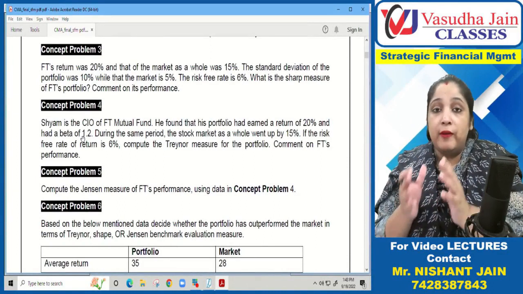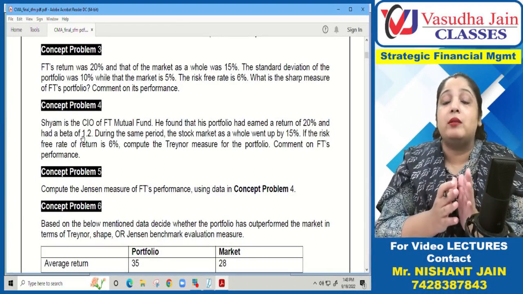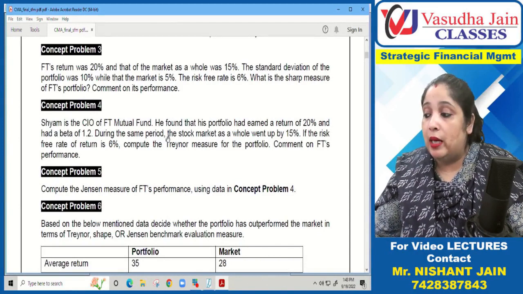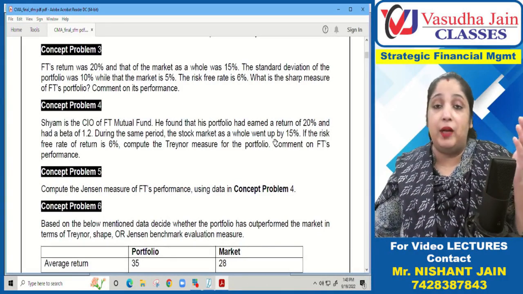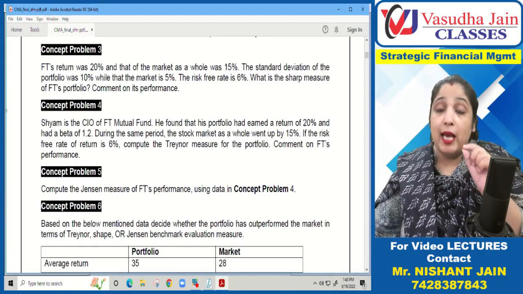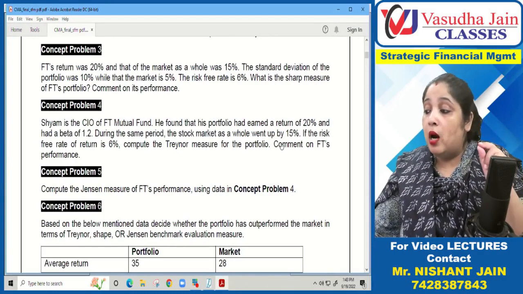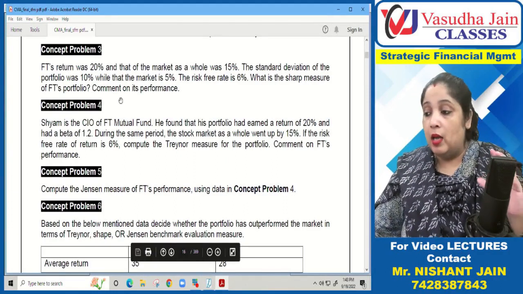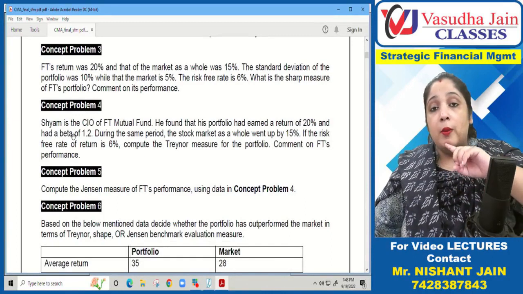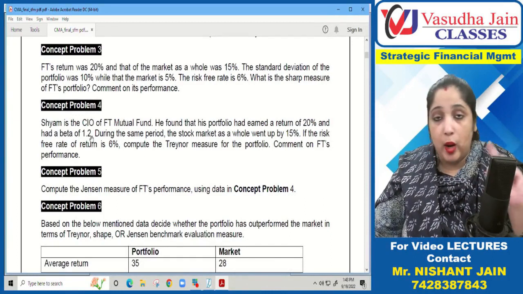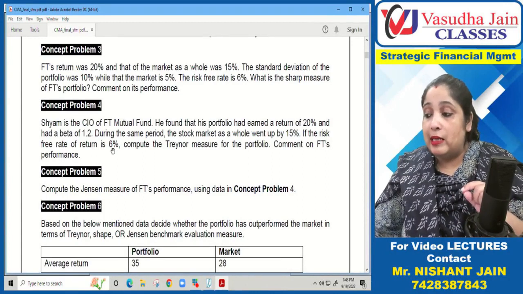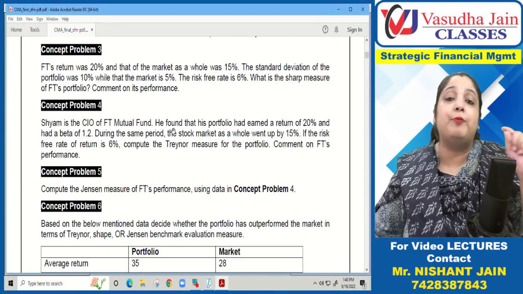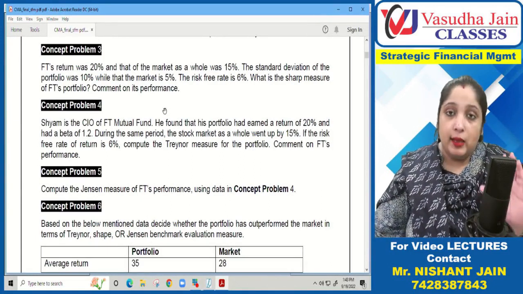So your mutual fund portfolio is 1.2 times riskier than your stock market portfolio. During the same period, the stock market as a whole went up by 15%. How much has your mutual fund portfolio earned? 20%. How much has the stock market portfolio earned? 15% return. What is the beta of the mutual fund portfolio? 1.2. If the risk-free rate of return is 6%, compute the Treynor measure for the portfolio and comment on the fund's performance. So with the given information, let us solve this question.